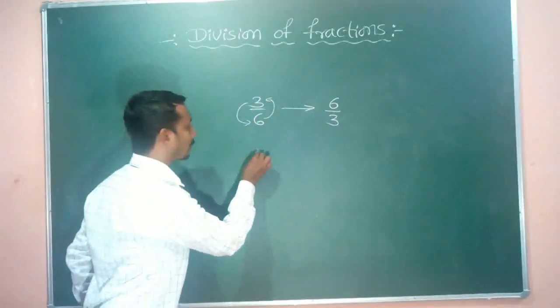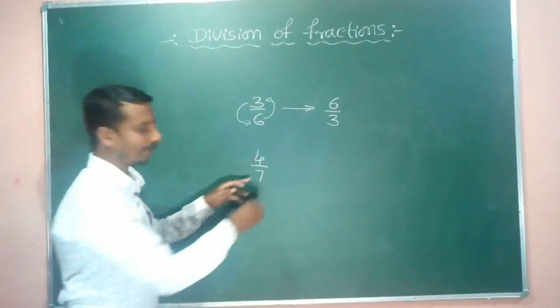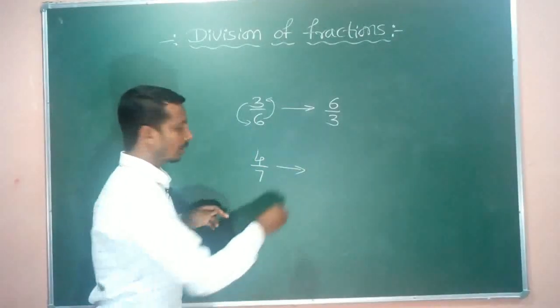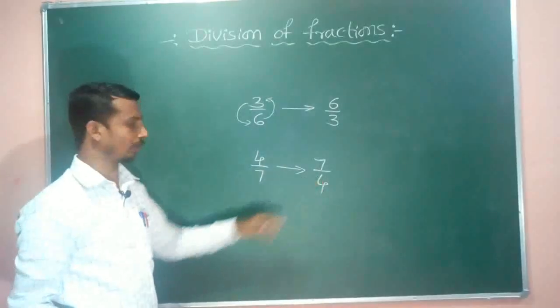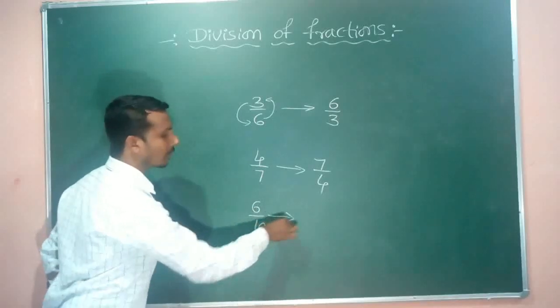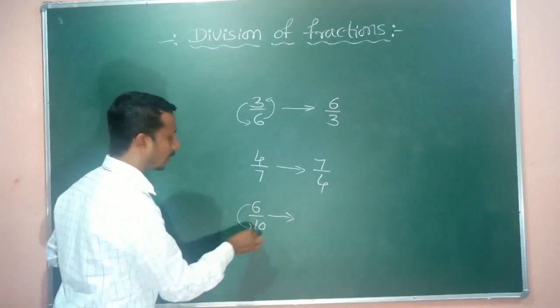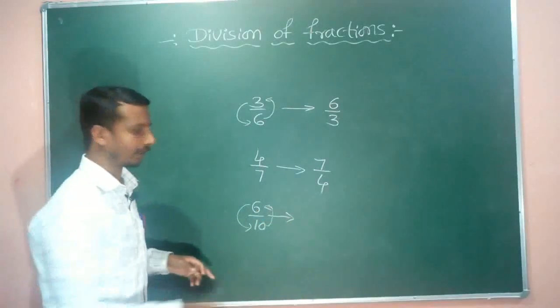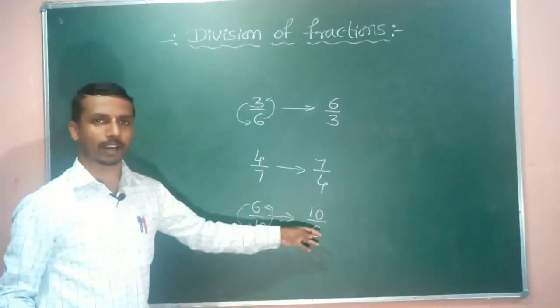Then write the reciprocal of 4 by 7. The reciprocal of 4 by 7 is 7 by 4. Then the reciprocal of 6 by 10 means here also interchange the numerator and denominator. Then it becomes 10 by 6, which is the answer.